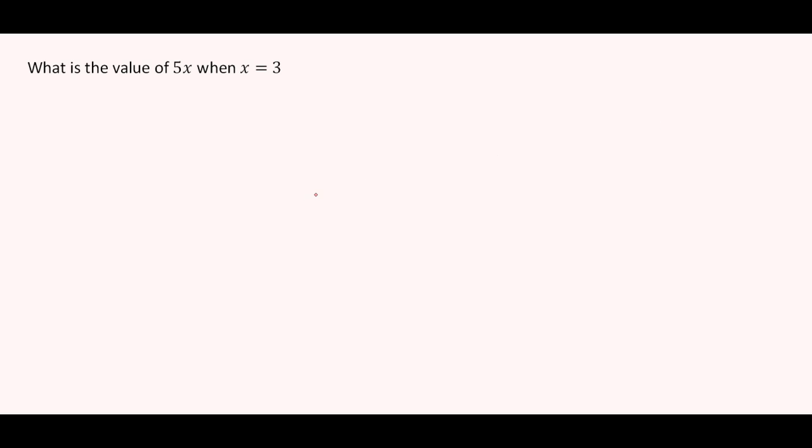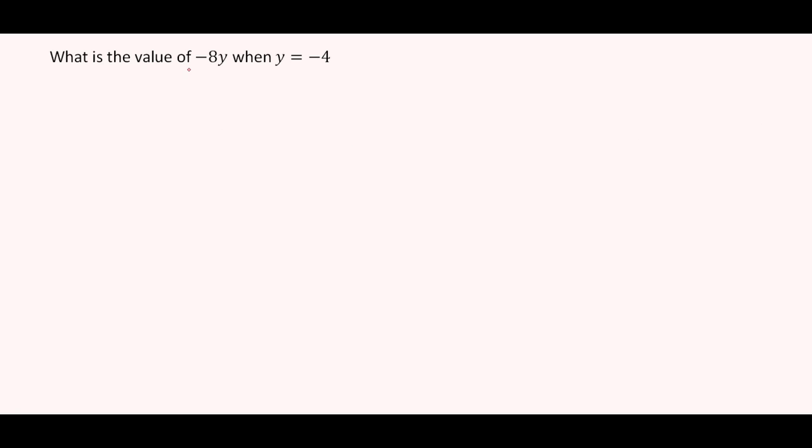So what is the value of 5x when x equals 3? We have to remember that 5x is the same as 5 multiplied by x. Sometimes you can write that as 5 and then you put the x in parentheses, and that's an approach that is good. So whatever is in the parentheses is what you're going to replace with the value. So if x equals 3, therefore 5x equals 5 multiplied by 3, which is 15.